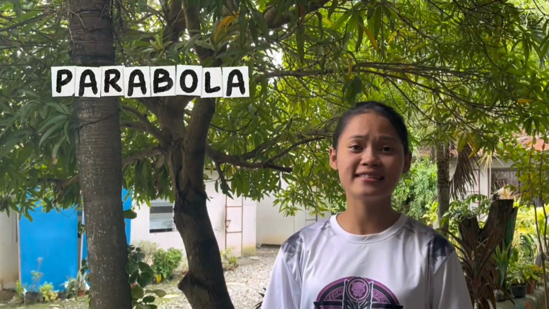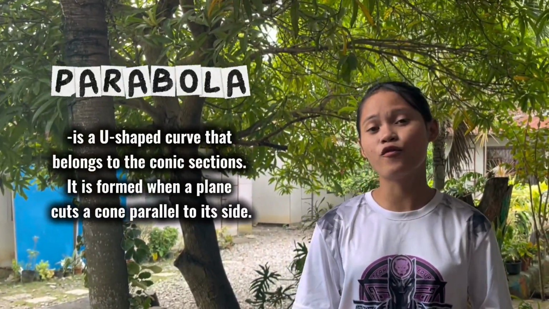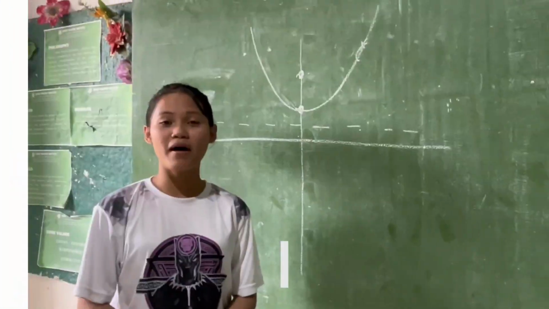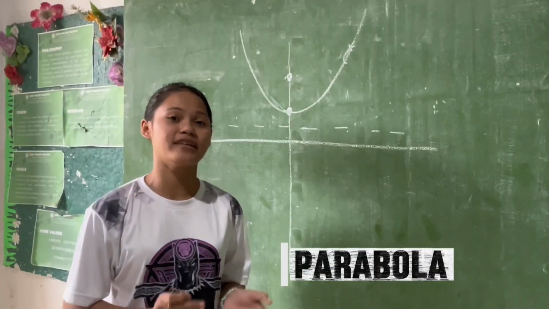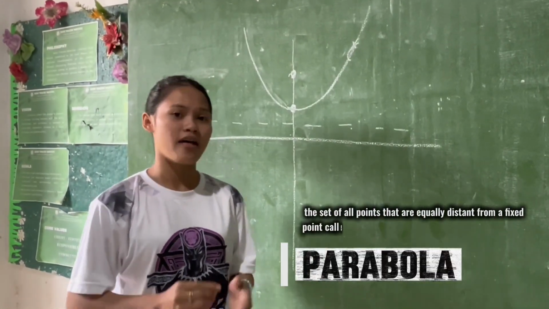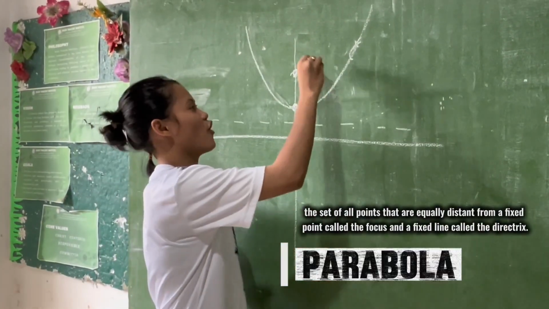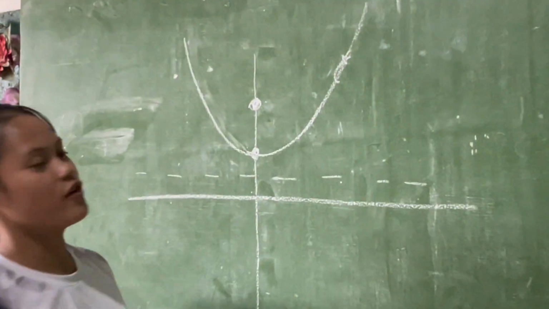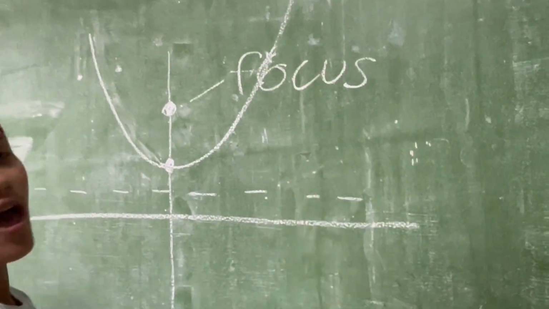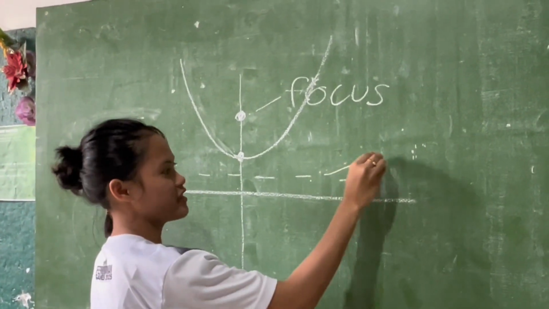A parabola is a U-shaped curve that belongs to the conic section. It is formed when a plane cuts a cone parallel to its sides. In mathematics, a parabola is defined as the set of all points that are equally distant from a fixed point called the focus. So this is the fixed point and we call this the focus. And the fixed line, or these cut lines, we call this the directrix.